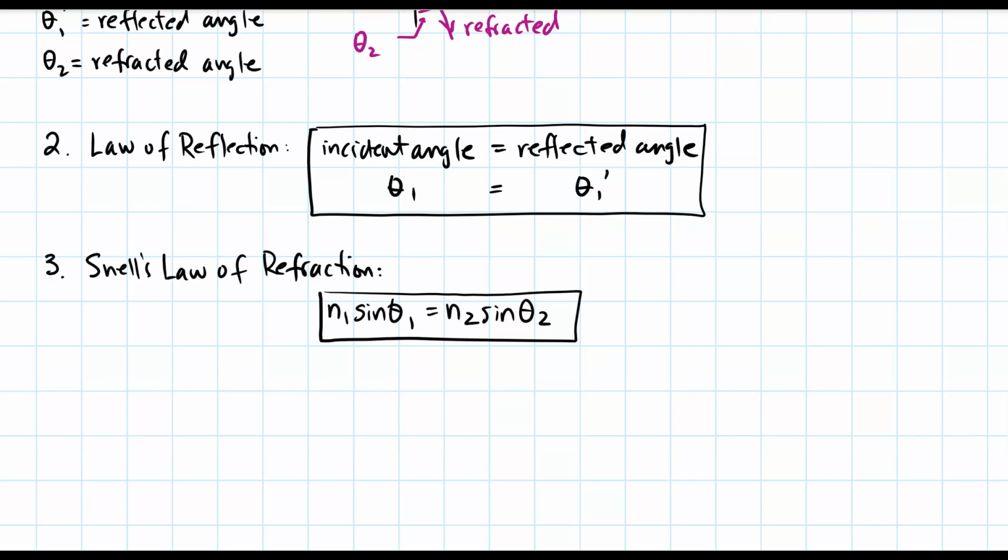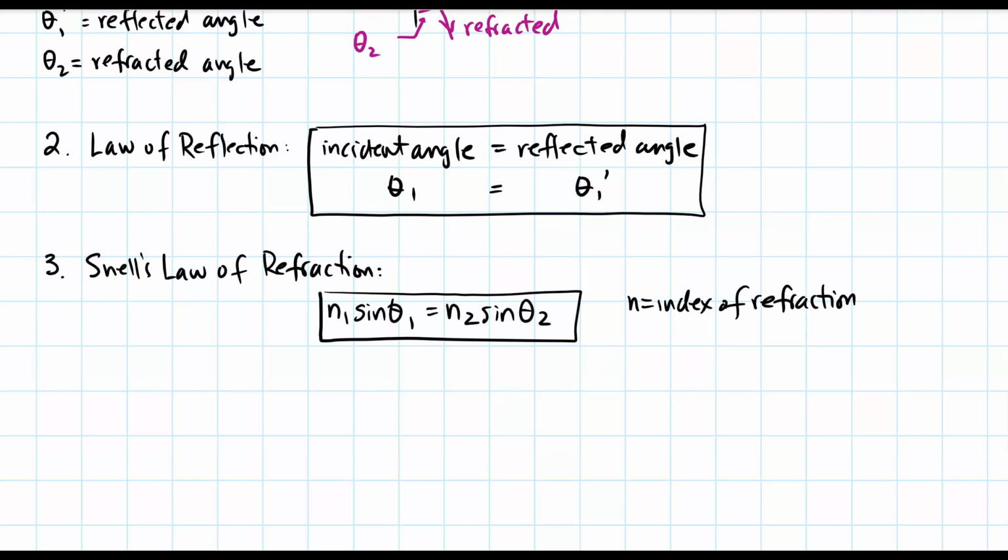Snell's law shows that n, which is the index of refraction, more on this in a moment, that the index of refraction n1 times the sine of the angle theta 1, where theta 1 is measured relative to the normal, is equal to n2 times sine of theta 2.